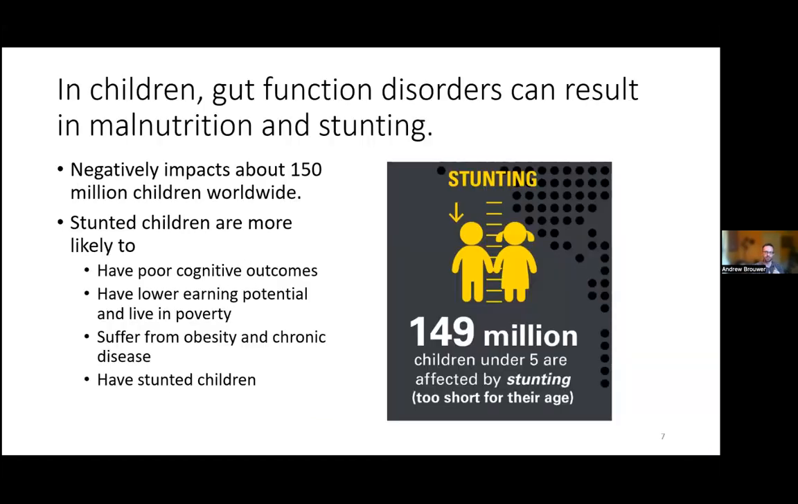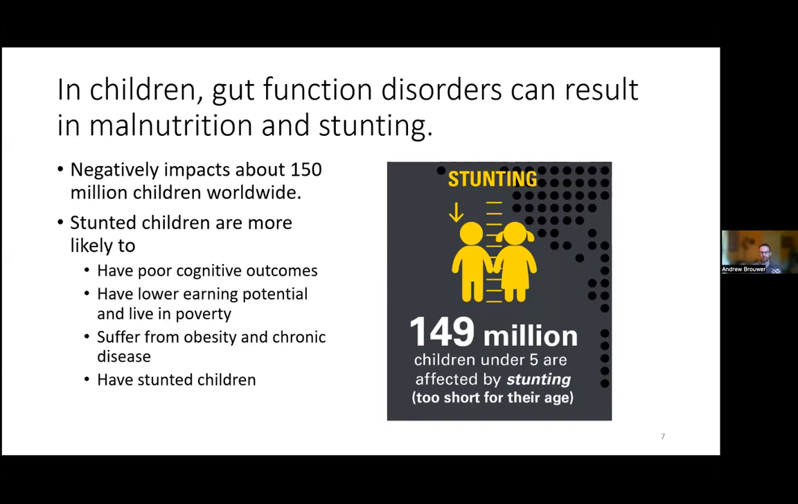What's particularly concerning is that in children, these gut function disorders can result in both malnutrition due to poor nutrient absorption and what we call stunting. Stunting meaning they're too short for their age by 2 or more standard deviations below the average for their population. This impacts about 150 million children worldwide. And stunting is really a problem because stunted children tend to have poor cognitive outcomes, and that leads to having lower earning potential and living in poverty.